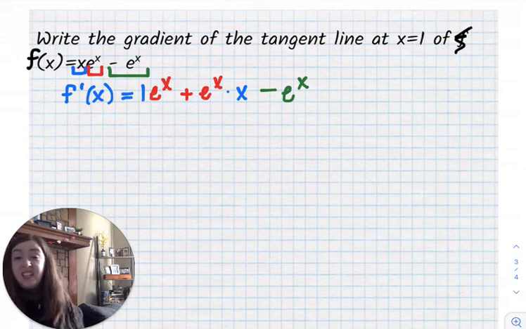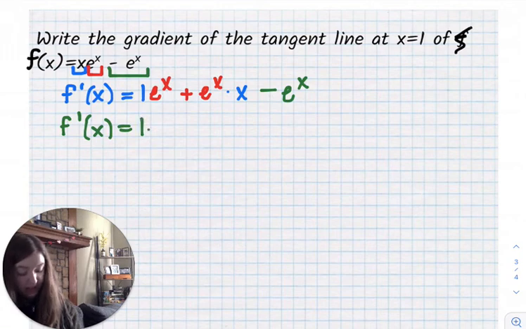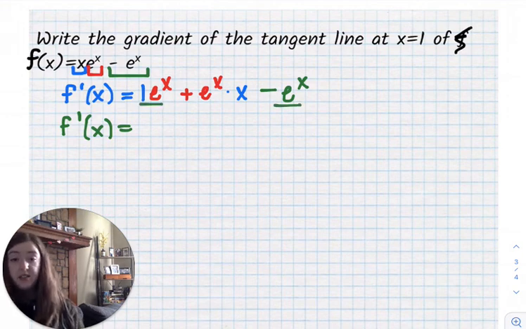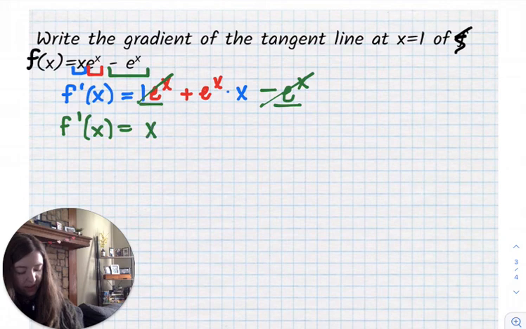So now let's clean this up a little bit. So we have 1 e to the x. Oh, I don't need the 1 there, do I? I have e to the x minus e to the x. So e to the x minus e to the x is 0. So we're really just left with x e to the x.